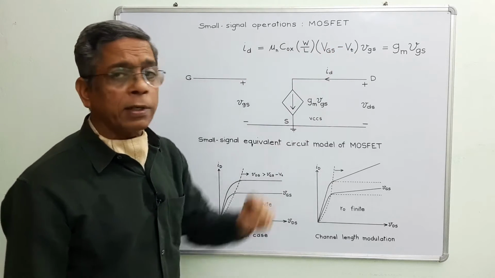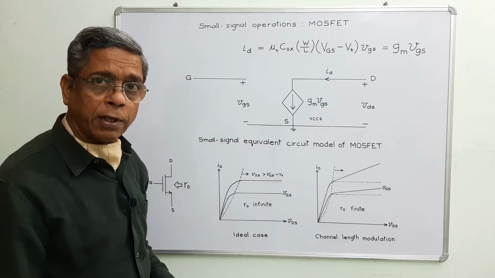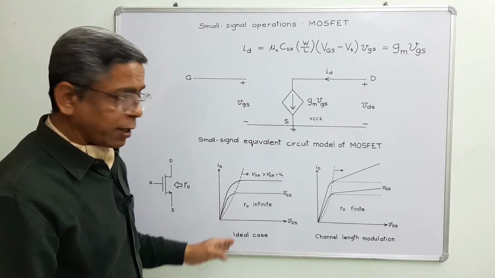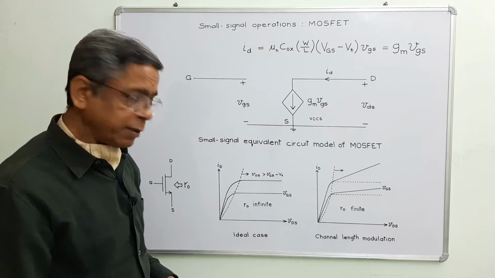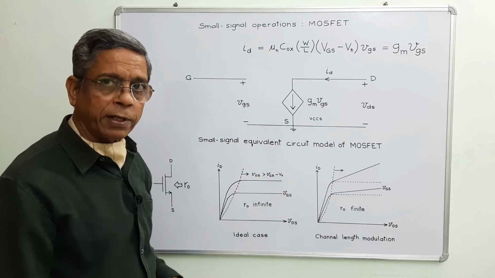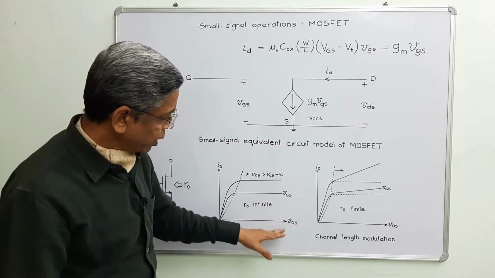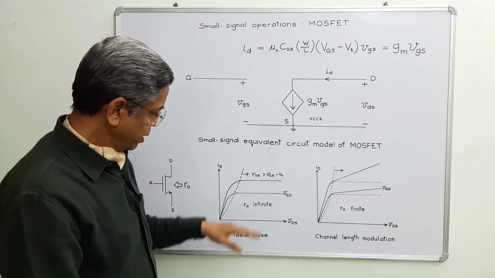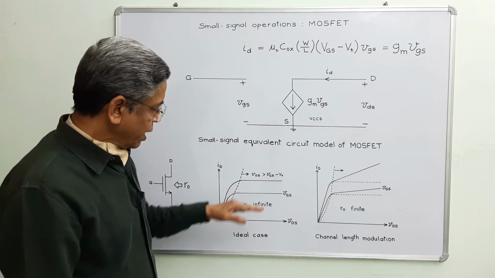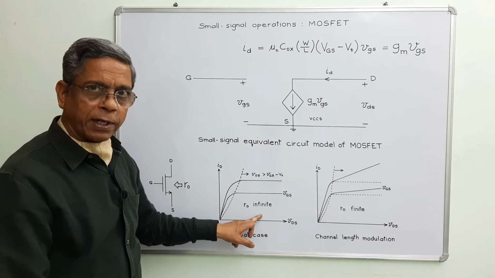Using this information and considering the ideal case of output characteristics for the MOSFET, there are 2 points to be noted. The very first point is that in the saturation region, where VDS is more than VGS minus VT, the ID versus VDS curves are parallel to VDS. That indicates the slope is 0. And slope 0 means the output resistance of the device is infinite.